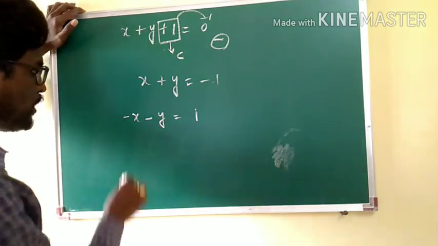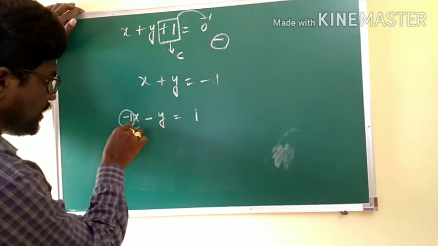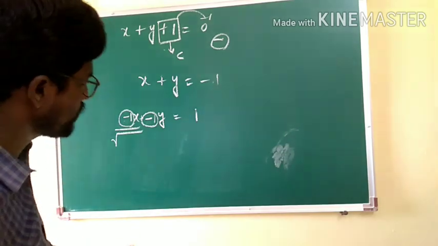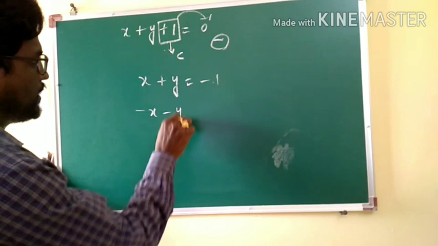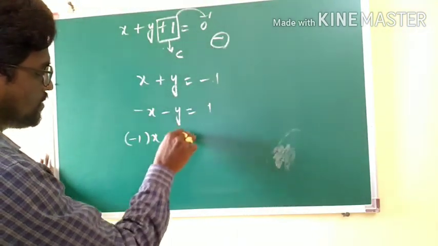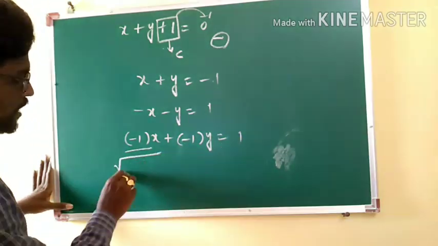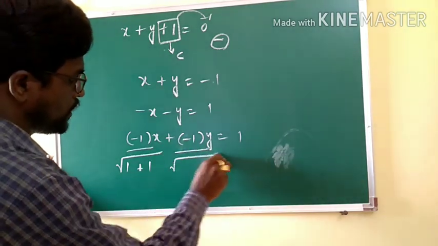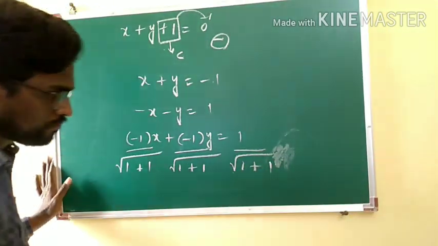And then we will be dividing by the square root of the coefficients of x and y. Therefore, minus x minus y is equal to plus 1. So this can be written as minus 1 into x plus minus 1 into y is equal to 1. Divide by square root of minus 1 whole square plus minus 1 whole square, that is square root of 1 plus 1, on both sides. Hope you understand.